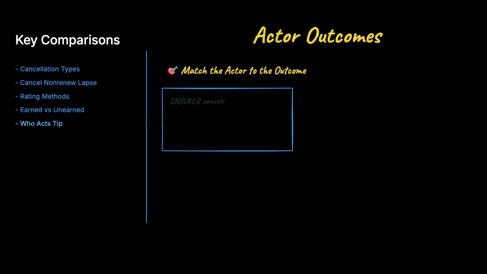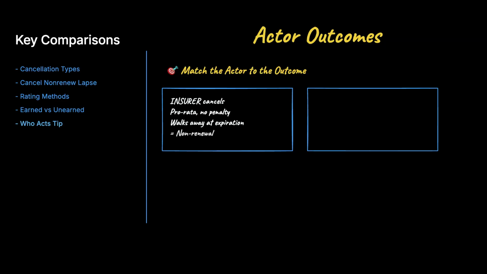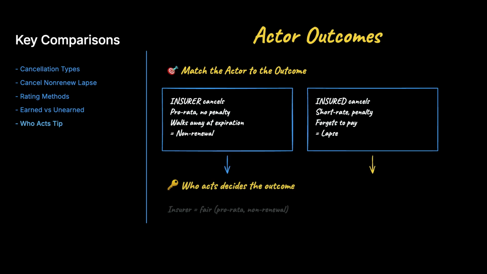For these comparison questions, the exam almost always keys on who acts and what it triggers. Insurer cancels, think pro rata and no penalty. Insured cancels, think short rate and a penalty. Insurer walks away at expiration, that's non-renewal. Insured forgets to pay, that's lapse. Match the actor to the outcome for easy points.